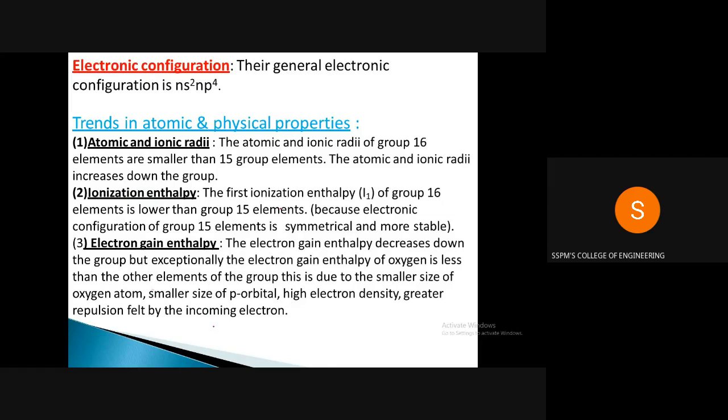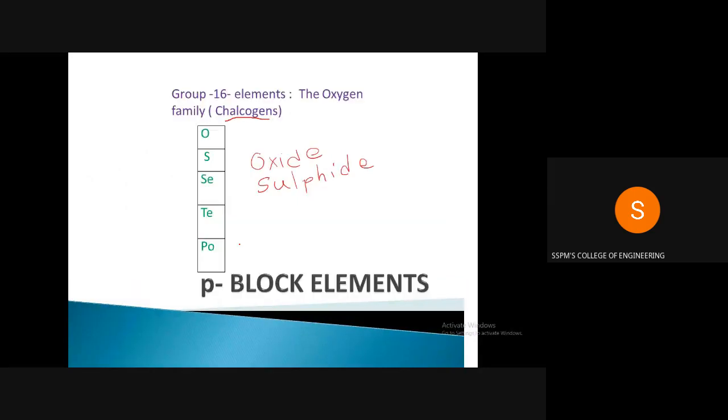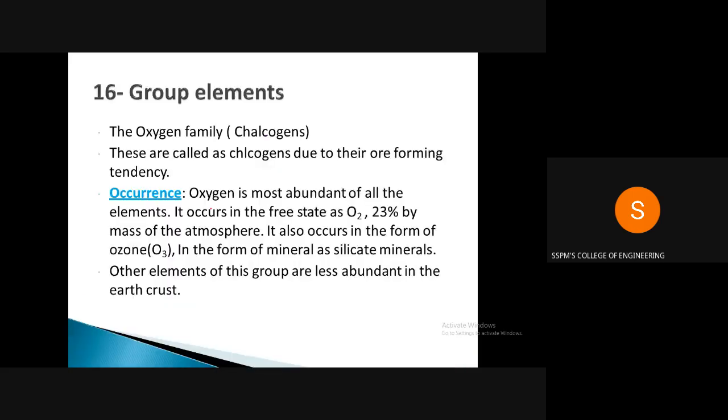Then trends in atomic and physical properties. Atomic and ionic radii: when we go down the group, atomic radii and ionic radii increase. So atomic size also increases down the group. जसं तुम्ही ग्रुपच्या डाऊन ऑक्सिजन पासून पोलोनियम पर्यंत याल, तशीच ती atomic size and atomic radii will increase. So down the group, atomic size and atomic radii increase.